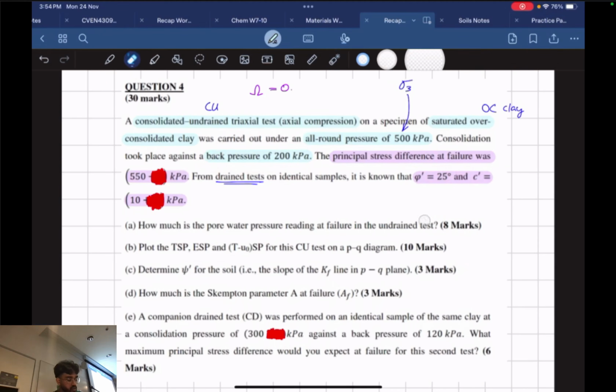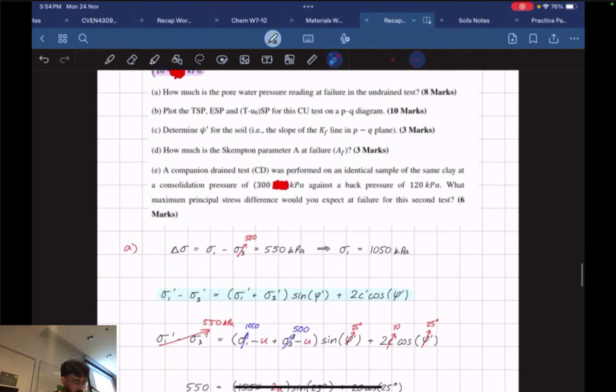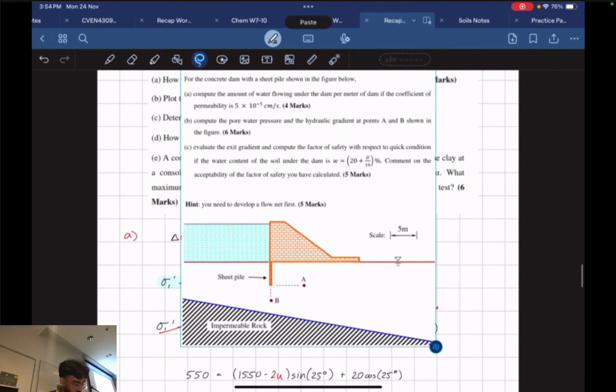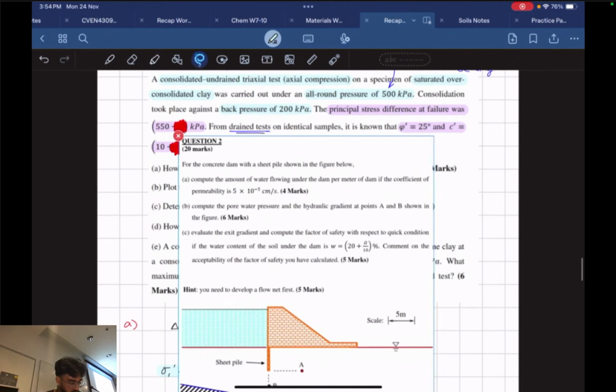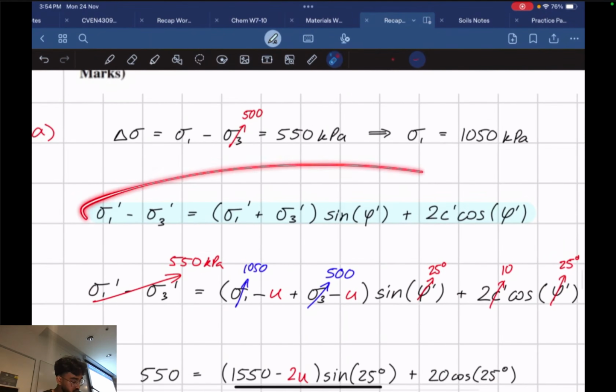For the undrained test, the general formula for a triaxial test is this one. Okay, here it is. This is the general formula for your stress difference. It relates cohesion and your friction angle, and also pore water pressure.